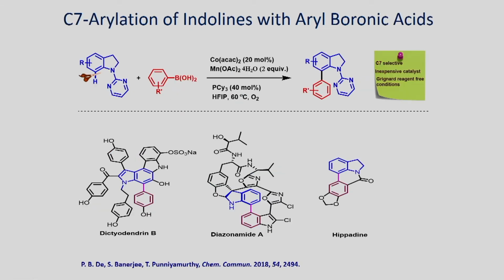Another example is shown here, the reaction of boronic acid with this indoline moiety. This C7 CH bond has been selectively reacted. In this, the CC coupling takes place using this combination of cobalt and manganese acetate in the presence of a phosphine ligand in HFIP solvent. The combination of this reaction condition is crucial for the transformation. This is also a very important reaction, as you can see here: indole having an aryl group in the 7th position shows very interesting biological properties, and similarly for another molecule you have the indoline and the aryl group, and therefore the coupling of boronic acid with this substrate will be very useful.